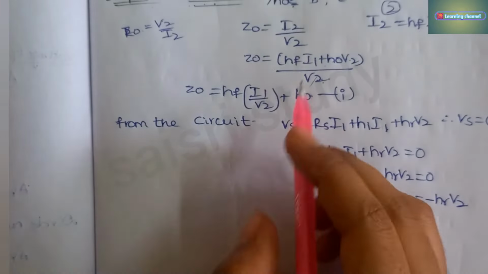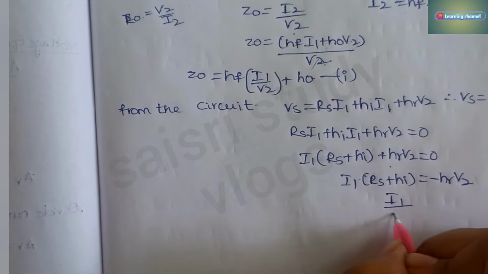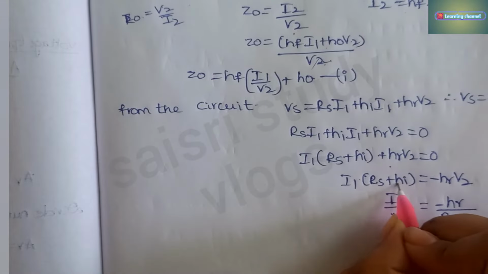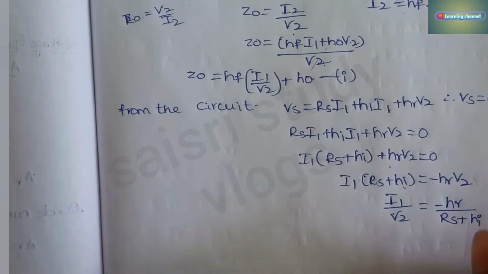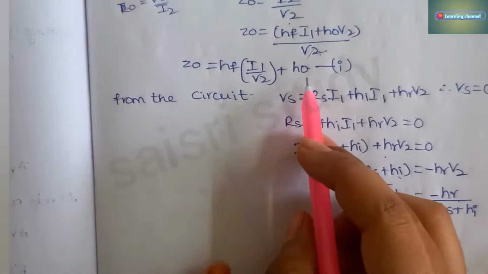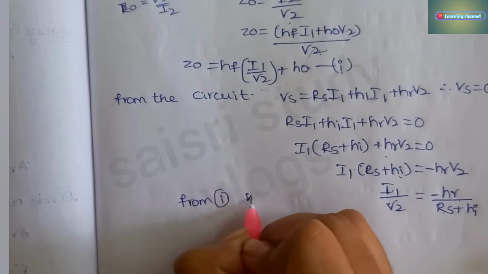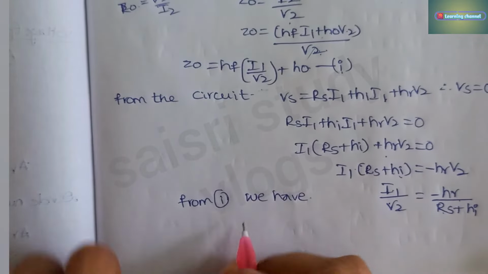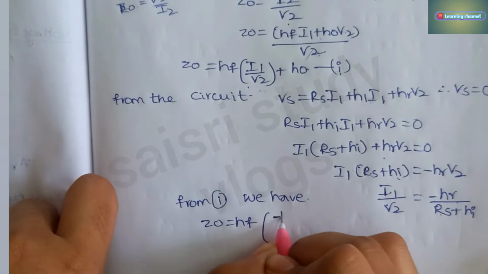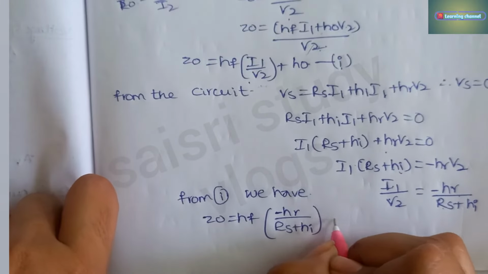Now we want I2 by V2. Sending V2 to this side it will divide, and sending Rs plus Hi to the other side it will also divide. So we got I1 by V2 is equal to minus HR by Rs plus Hi. From equation 1, we have I1 by V2, so Y naught is equal to HF times that. Substituting the value here, Y naught is equal to minus HF HR by Rs plus Hi, plus H naught.